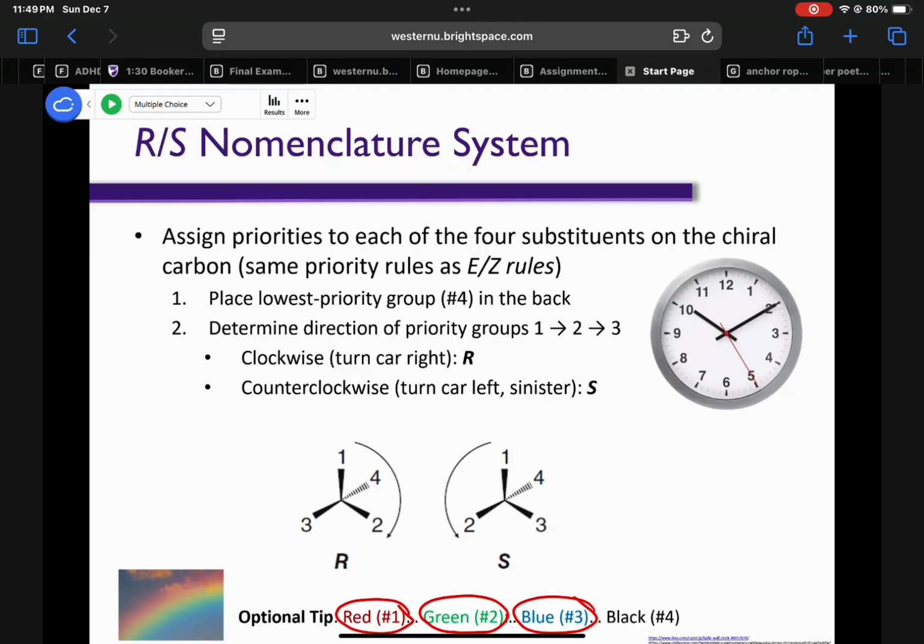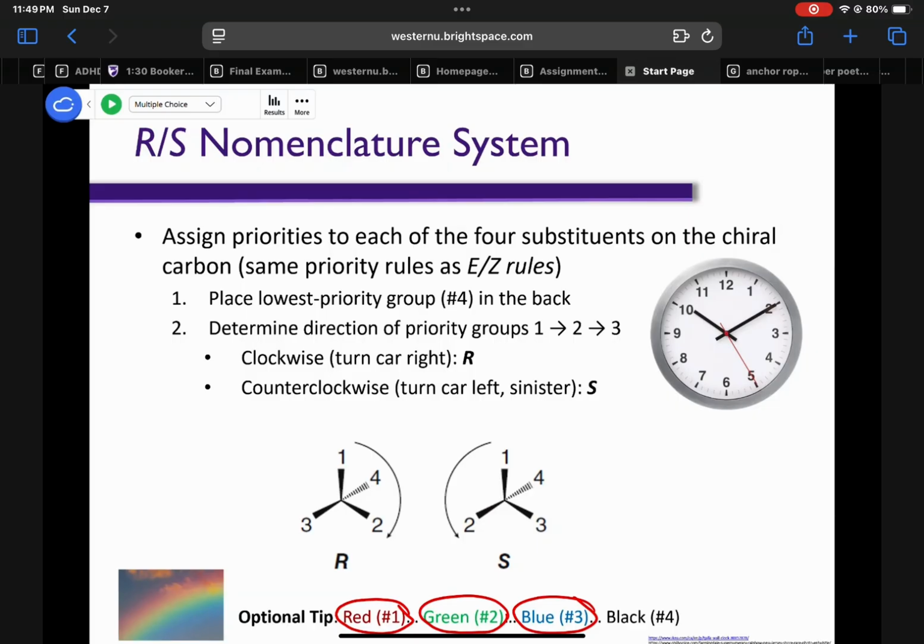I have the S in my left hand, the R in my right hand. Notice how they are perfect mirror images of one another. They are non-superimposable. These are enantiomers. Red, orange, yellow, green, blue. Did I just switch these? This is the S. This one's the R.